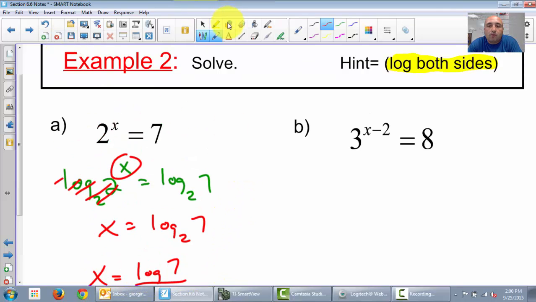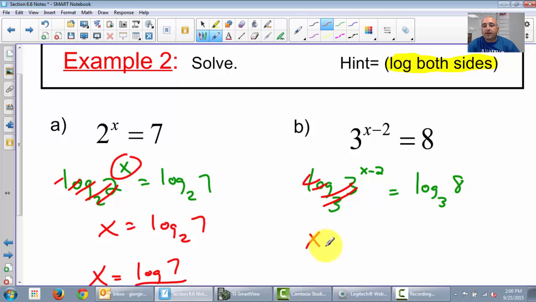Okay, so let's do one more example here of this type, and then we'll move on to type 2. Now I need to get rid of a 3, so I'm going to take log base 3 of both sides. So log base 3 of 8. On the left here, the log base 3 of 3 cancels. I'm left with x minus 2 equals log base 3 of 8.